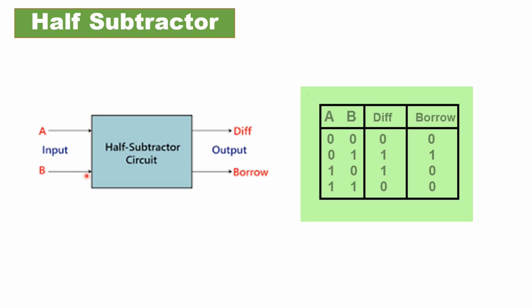In this half subtractor circuit, A represents the minuend, the number from which another number is to be subtracted, and B represents the subtrahend, the number to be subtracted. Similarly, the output D represents the difference, the result of subtracting B from A, and borrow represents if a borrow is needed when subtracting B from A, when B is larger than A.